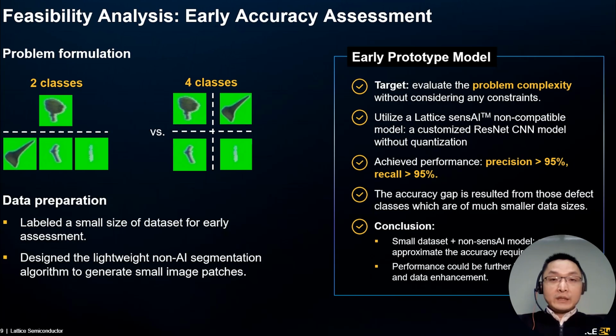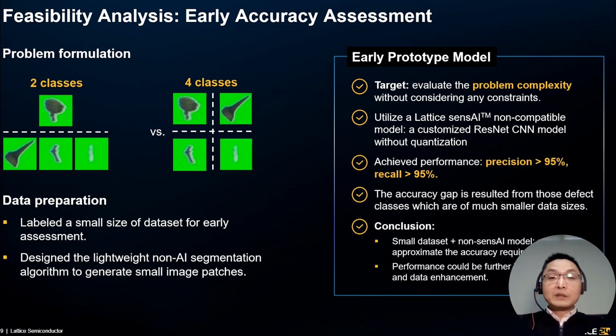Then we came to the early accuracy assessment phase. This assessment work was conducted in a very agile way in order to give a quick but reliable algorithm accuracy assessment. In this phase, we formulated the classification problem into a 4-class image classification task. You can see that those 4 classes have explicit differences in the shapes. Then we prepared a small dataset quickly for the early assessment purpose.